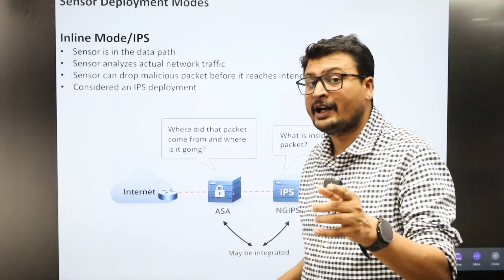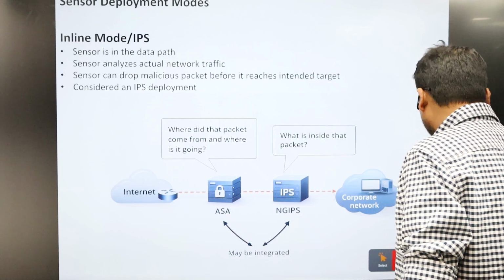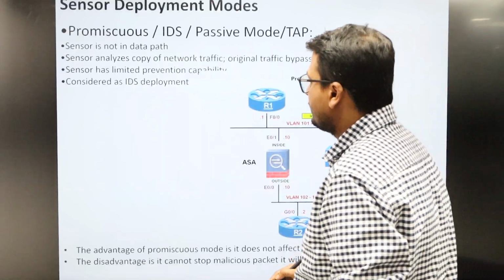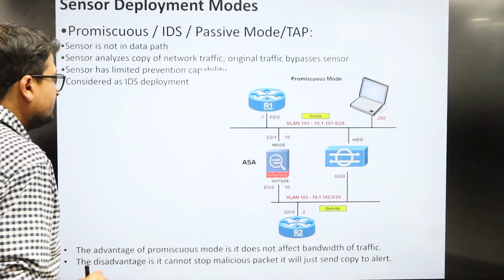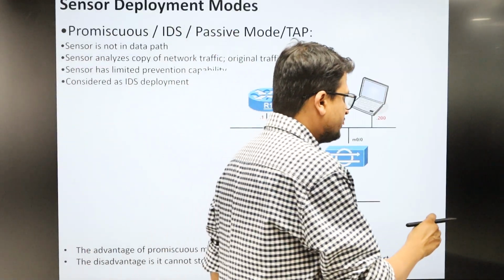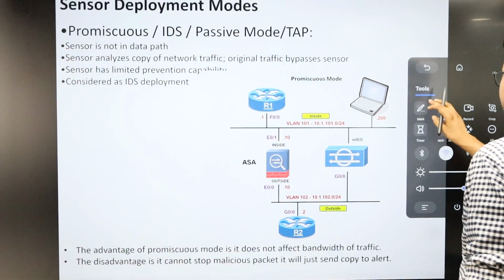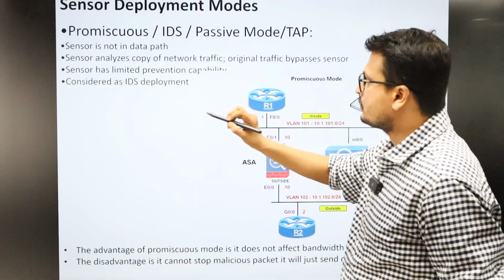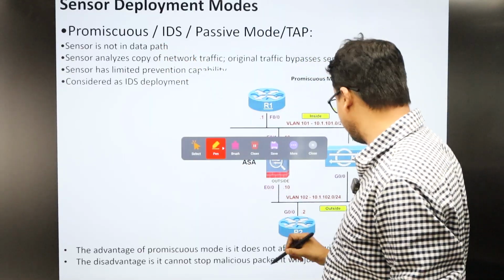Now let me show you IDS. So in the next slide, we have IDS here. IDS, we also call it promiscuous mode, right? This is also called promiscuous mode, right?